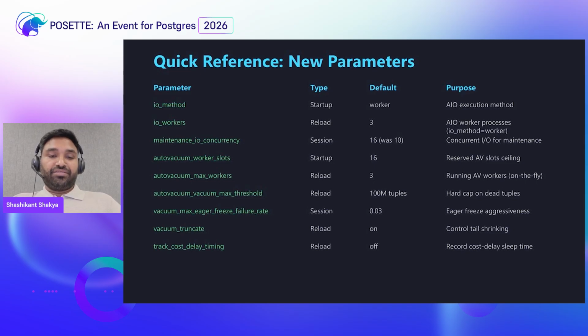And this is the quick reference of all the parameter changes with respect to vacuuming in PG18. Some of them are startup parameters, some of them are dynamic parameters. The AIO parameters are common for vacuuming and the normal IO operations. So I'll not list down each and every one. This list is there, and you can explore all of these parameters when you have PG18 deployments.